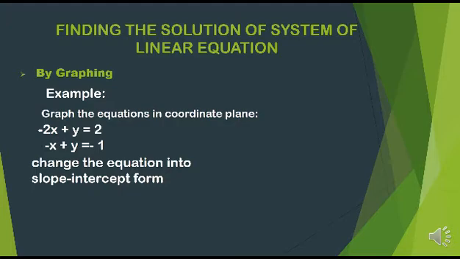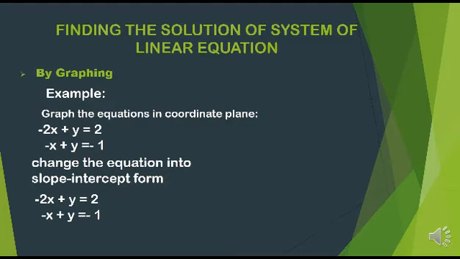So how are we going to use the slope-intercept form? We have negative 2x plus y equals 2 and negative x plus y equals negative 1. To change this into slope-intercept form, kailangan sa left side, matitira lang dyan is y. Slope-intercept is y equals mx plus b. Paano siya magiging y equals mx plus b? That will happen by adding to both sides.